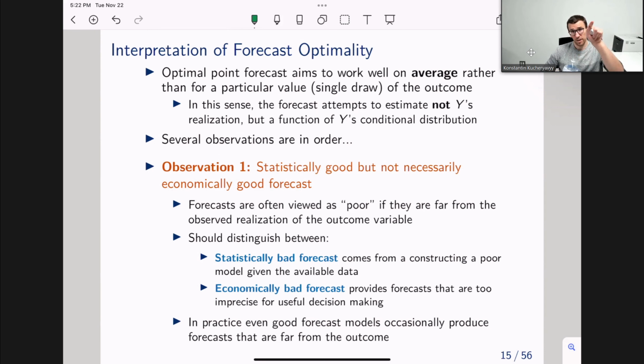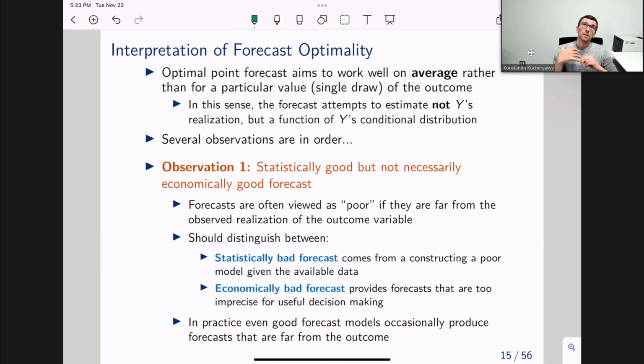If we hit the outcome or not. Say the IMF predicts the growth rate. The current prediction of the IMF in March for the growth rate of Russian GDP was something like -10%. Now their prediction is -3%. So it turns out that -10% was an economically bad forecast, because it was far away from the realized growth.